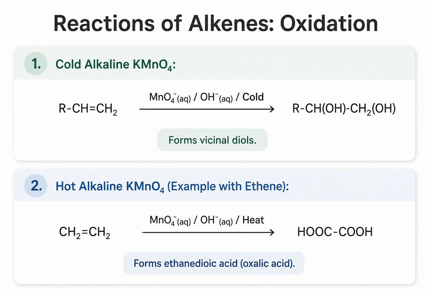Oxidation of alkenes using potassium manganate(VII) yields different products depending on the temperature. If you use cold alkaline potassium manganate(VII), the double bond is partially oxidized to form a vicinal diol, meaning two hydroxyl groups are added to adjacent carbons. However, if you use hot alkaline conditions, the oxidation is much more vigorous. For example, ethene will be fully oxidized, cleaving the bond to form ethanedioic acid, commonly known as oxalic acid.